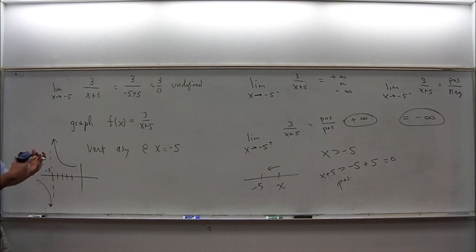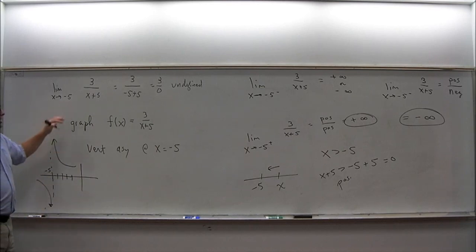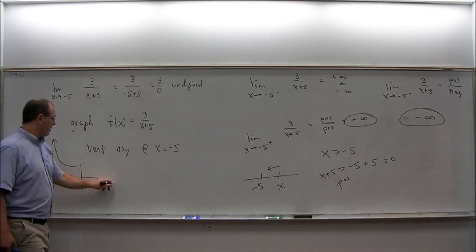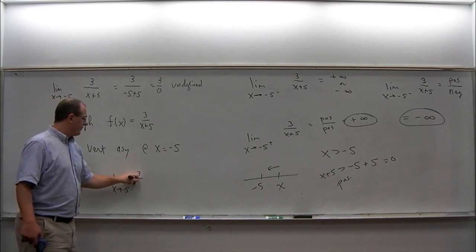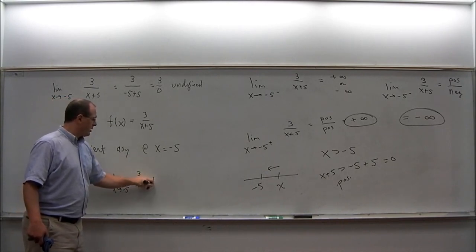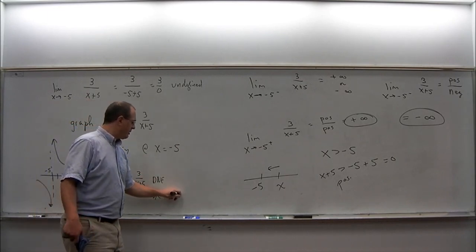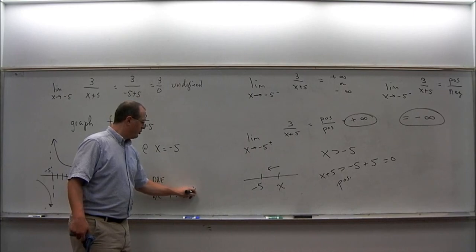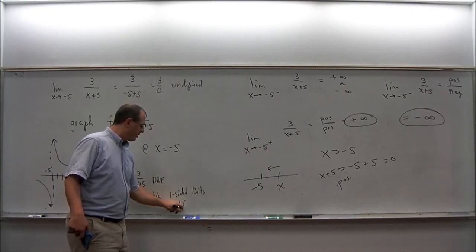If they were both plus infinity, we could say the two-sided limit was plus infinity. If they were both minus infinity, we could say the two-sided limit is minus infinity. But here we're forced to say the limit as x goes to -5 does not exist because the one-sided limits do not agree. The one-sided limits are different.